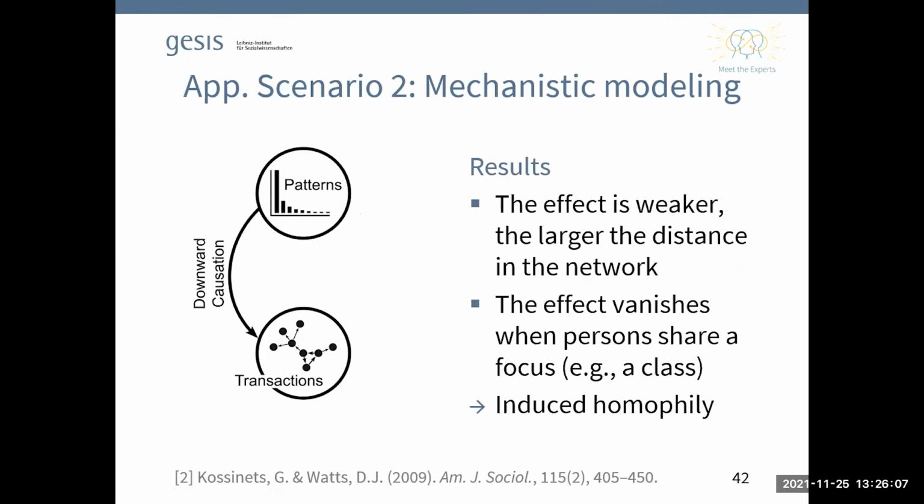But they also find evidence of induced homophily, or of an effect of the structure of the network, because the effect we've talked about in the slide before is weaker the larger the network distance. So network structure has an effect, and the effect even vanishes when persons share a focus. So if people are in the same class, this is a university setting, then there's nothing like people choosing people with similar attributes in a more likely way.